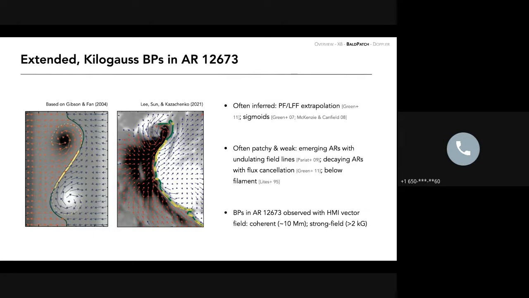That's extremely rare, because previously, most of the observations are either in emerging active regions with these undulating field lines, or decaying active regions with flux cancellation, or below quiet-Sun filaments. Right? The field strength is usually very weak, tens of gauss, 100 gauss at most. Here's an exception. It's coherent and it's strong field. Next slide, please.